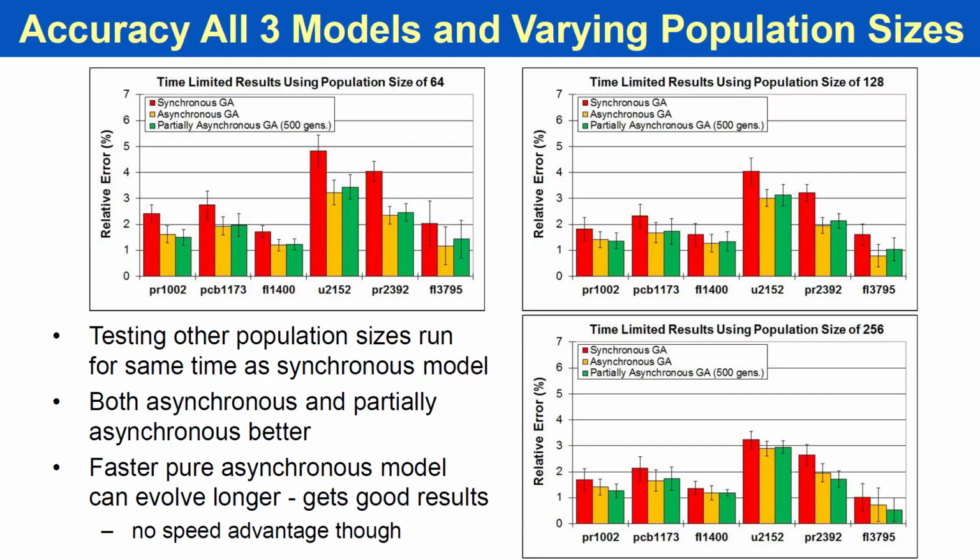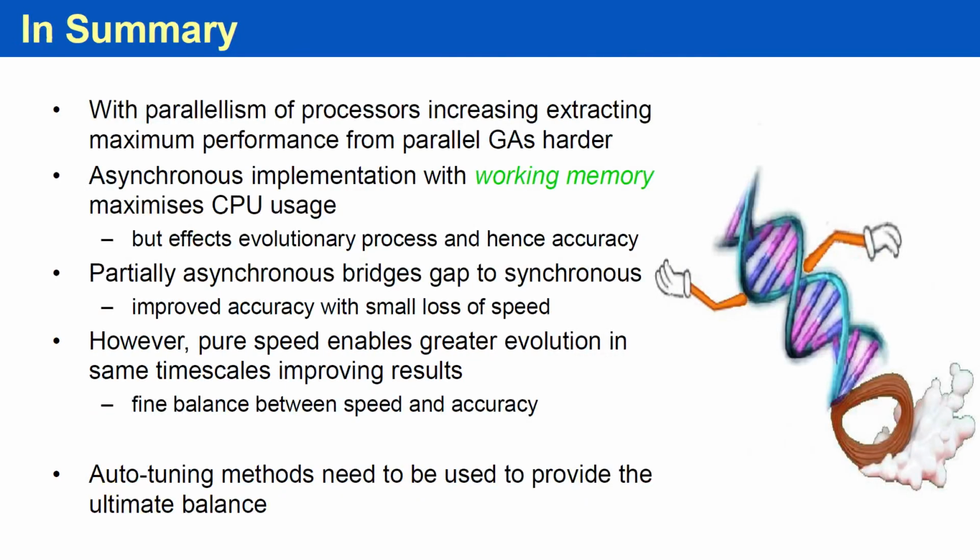So in summary, parallelism of processors is increasing, and they're everywhere around us. And an asynchronous implementation gets the best performance from it, but you have the problem with clashes or conflicts with memory. So a working memory works best with a GA, but this affects the accuracy, and a partially asynchronous version will bridge that gap. However, with pure speed from the asynchronous version, we can just run more evolution, we can overcome that accuracy loss. So you've got to decide on the fine balance between speed and accuracy, and what's more important to you. Do you want the evolution to run in half the time and get your results in half the time, or are you quite happy just getting as much out of the processor as you can?